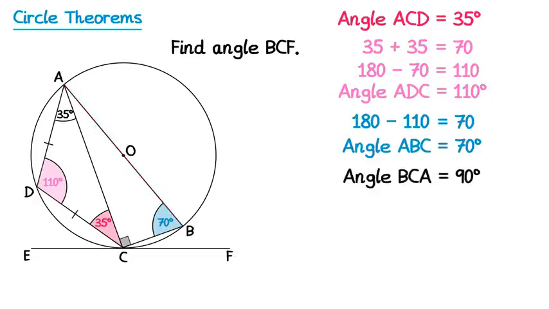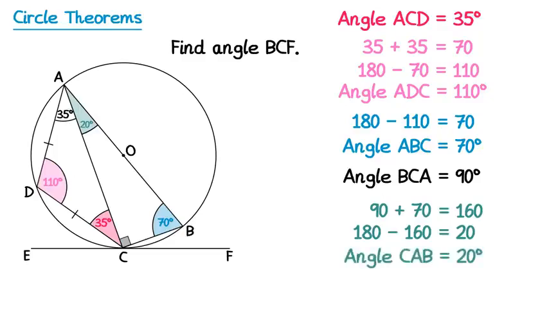Now if we stay inside this triangle ABC, there's only one more angle to find, the one at the top here. You can find this by subtracting the other two from 180. So if we do 90 plus 70, that's 160, and then 180 take away 160 is 20 degrees. So the angle at the top here is 20 degrees, and we can write down that angle CAB is 20 degrees. And there's only one more step to go to complete the question.